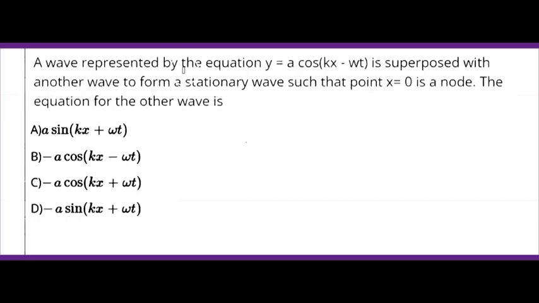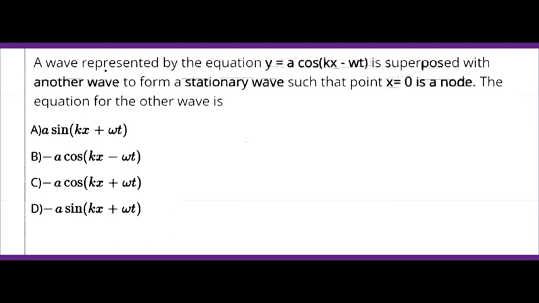In this question we are provided with a wave which has the equation y equals a cos(kx minus omega t), and it is superimposed with another wave to form a stationary wave. It is also given that the point x equal to 0 is a node, a node formed in the stationary wave. And we have to find the equation for the other wave.